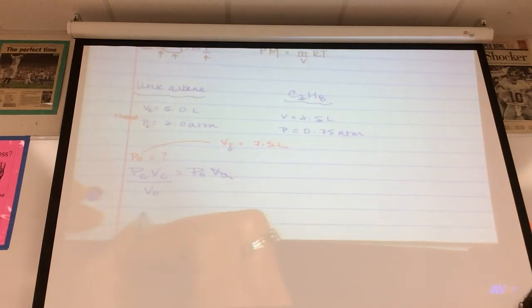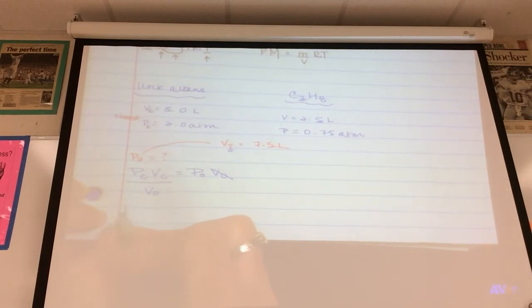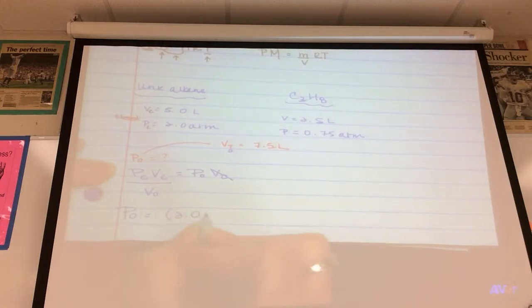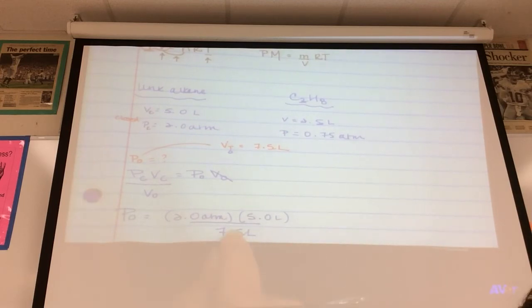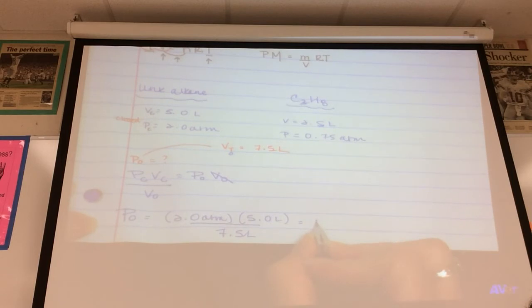So what you've got then for pressure in the open position, you've got 2 atmospheres times 5 liters over 7.5 liters, and without a calculator, you've got 10 divided by 7.5, which is 4/3, or 1.3 atmospheres.